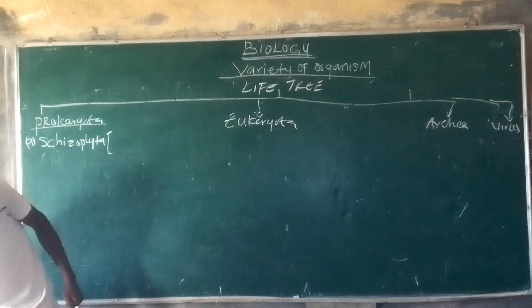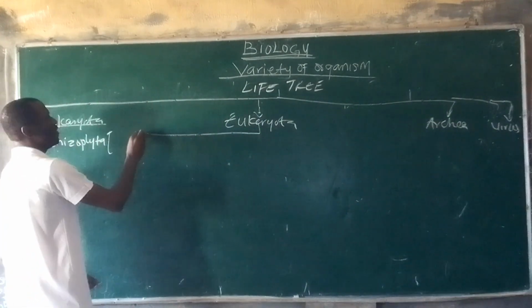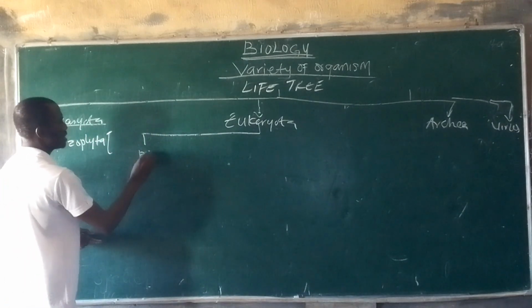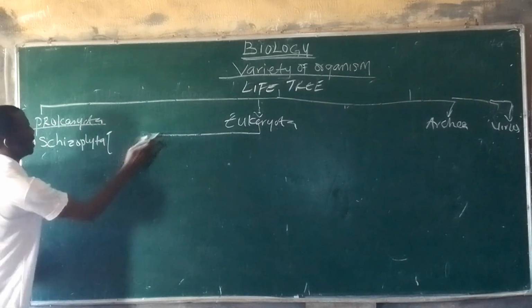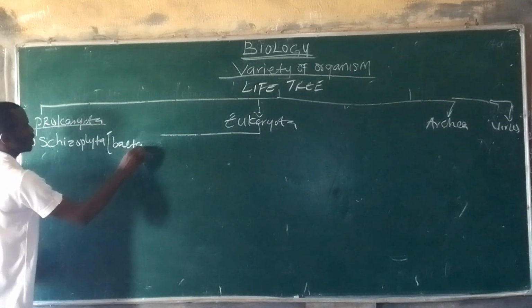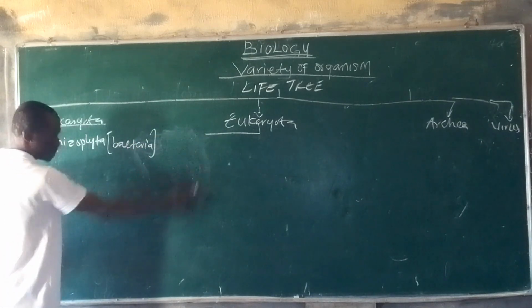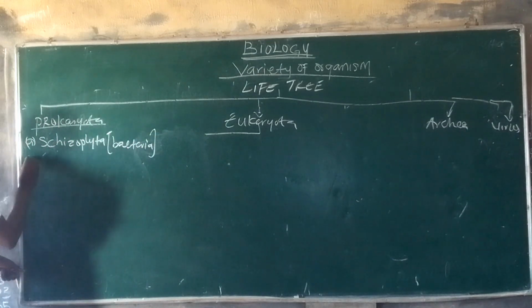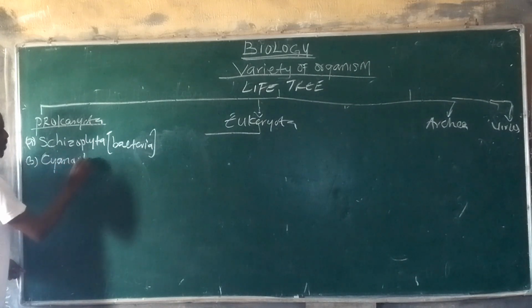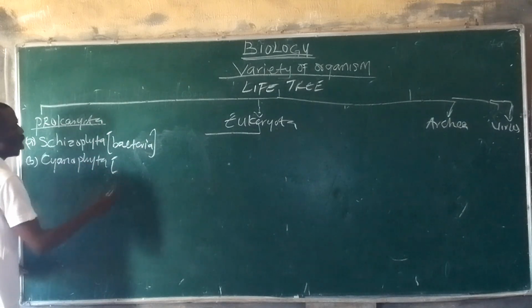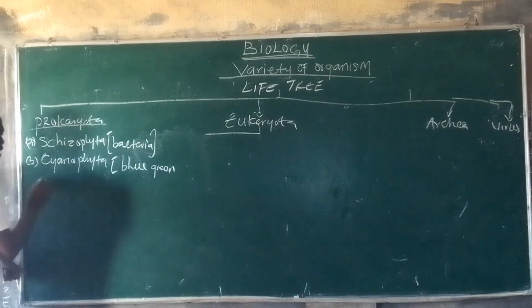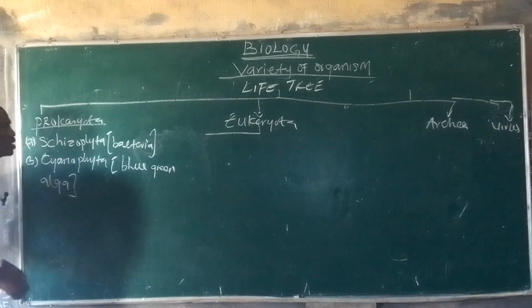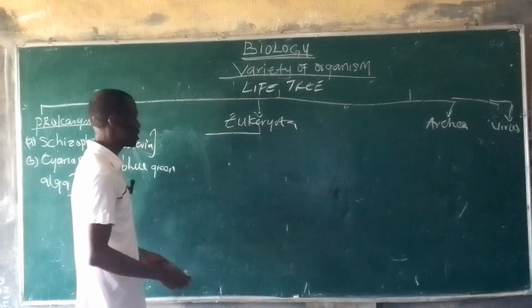Alright, we have the prokaryota. Oh, I'm not through with this one. I still have one here. Then, this is bacteria. Let's stay with what we have. There are a lot of things to learn, but stay with us, you'll get it. Then we have B, cyanobacteria or cyanophyta. This is also called the blue-green alga, or cyanobacteria, or Nostoc, as some textbooks may have it.